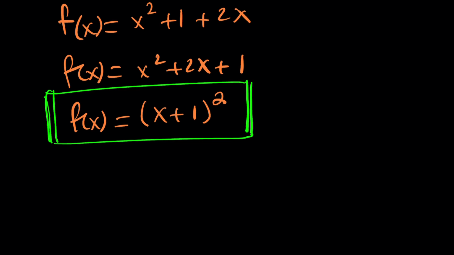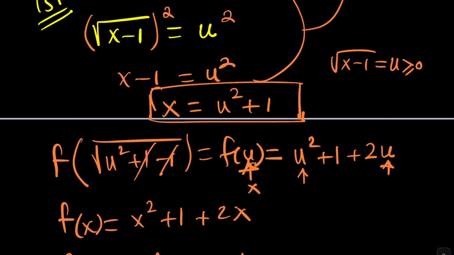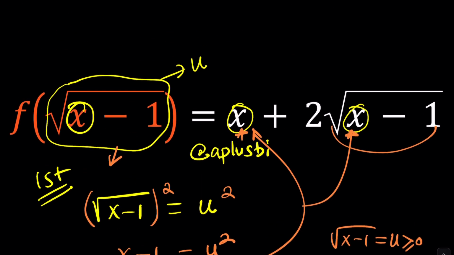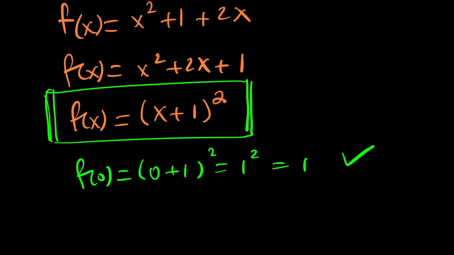And let's go ahead and do our check real quick. We don't have to do it for the second method, but let's do it with the first one. Remember what I told you? If you replace x with 1, you get f of 0 equals 1 plus 0, which is 1. So f of 0 is supposed to be 1. Is it correct? f of 0 is 0 plus 1 squared. That's actually 1 squared, which is 1. Yay, it checks.